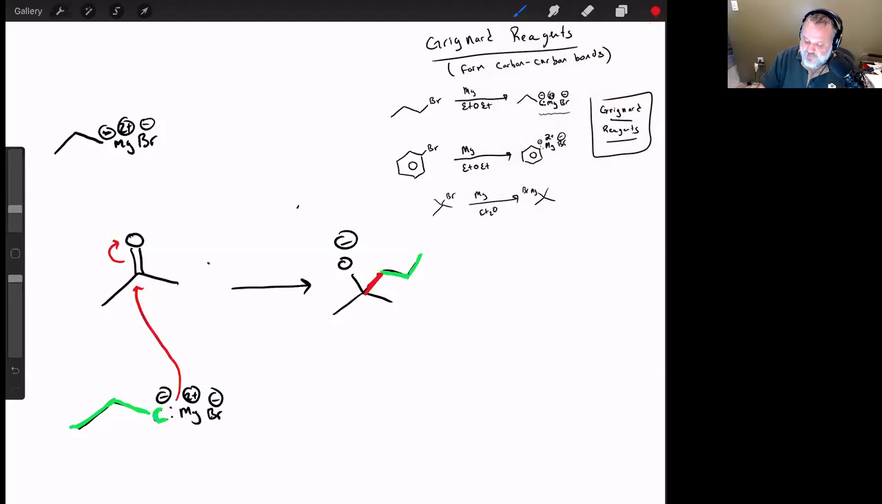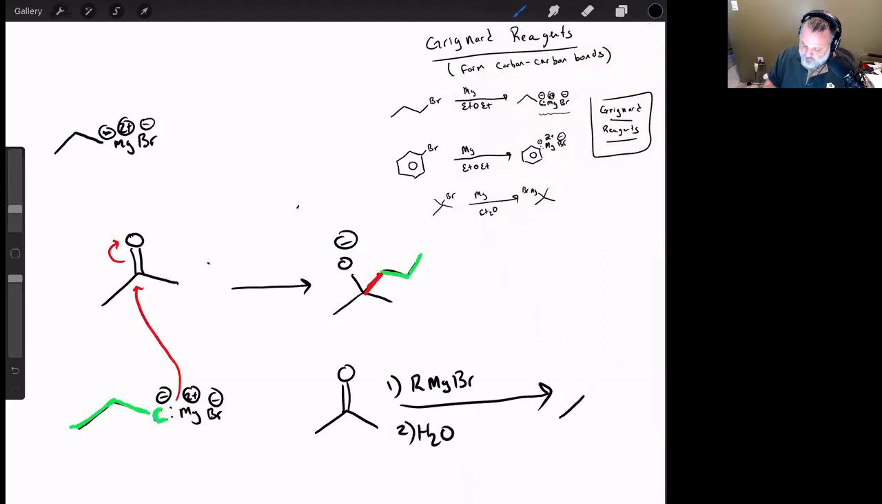When you see these reactions given in a textbook, this is what they'll show you. They'll show you a carbonyl group, then something like RMgBr in step 1, and then step 2, water. And what you want to show as the product is the formation of an alcohol with this R group attached to it. And so why do we need the second step with water?